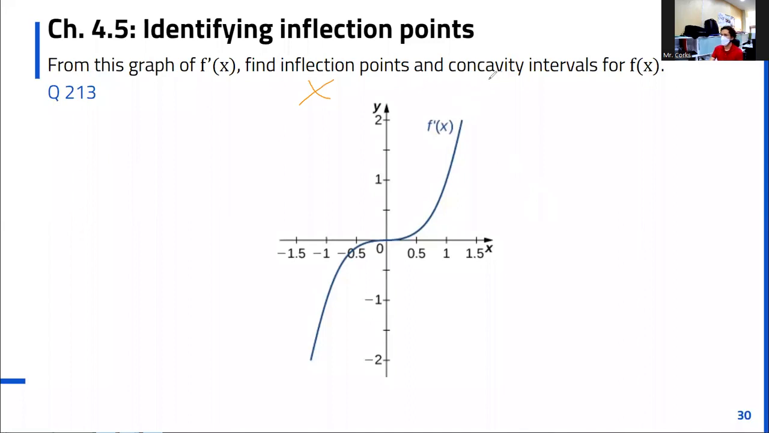Okay, then concavity intervals. So we have an increasing slope and we have an increasing slope here. So at the very least, we are concave up. Let's do this. We are concave up after 0 here, and we are concave up before 0 here. But right at the spots, technically we are not concave up. So concave up and then flat and then concave up again.